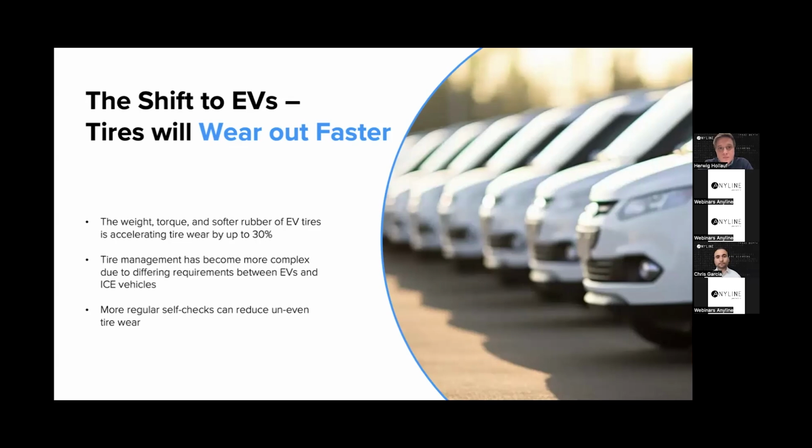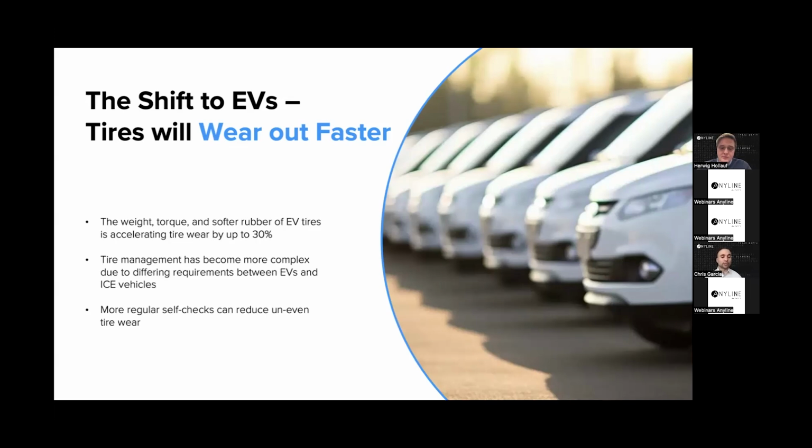We also know it becomes more complex when we have EVs and combustion vehicles that wear differently, in many instances operating within the same fleets. It introduces a layer of complexity to the fleet managers that I'm sure they didn't exactly want before. And the last thing here is not surprisingly, but we do know that more regular self-checks can reduce uneven wear.